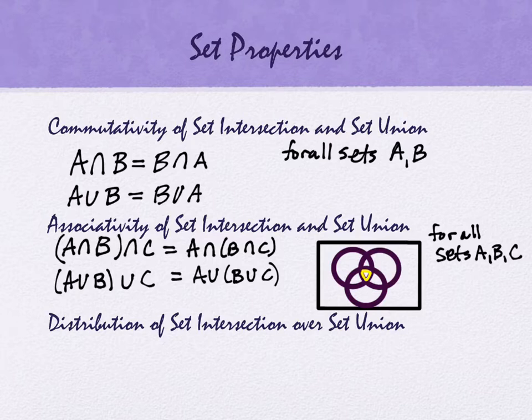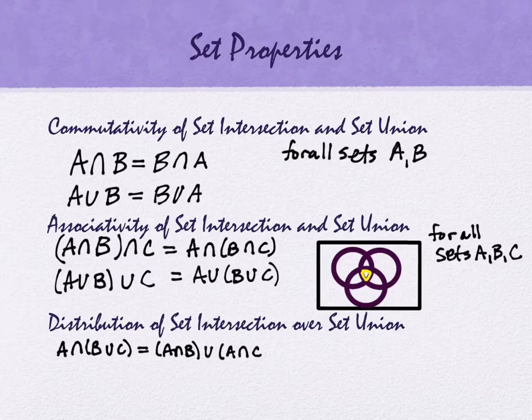The next one actually is the distribution of set intersection over set union. This one talks about if you combine those notations together. So if you do A intersect B union C, that's the same as A intersect B union A intersect C. And again, this is for all sets A, B, and C. So there's a distribution across, just like distribution of multiplication over addition or over subtraction.